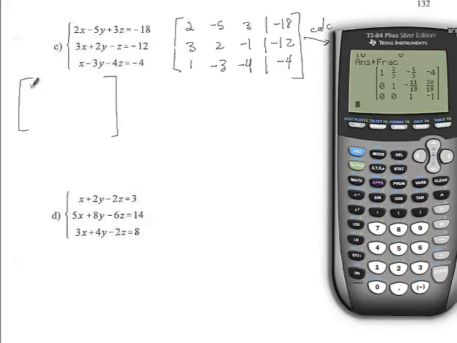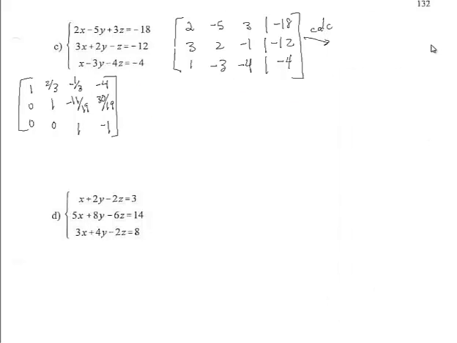Row echelon form. We have 1, 2/3, -1/3, and a -4. 0, 1, -11 over 19. Very ugly numbers here. 30 over 19. And then our last row, 1 and -1. So that one's going to be nice. All the other ones, not so much.